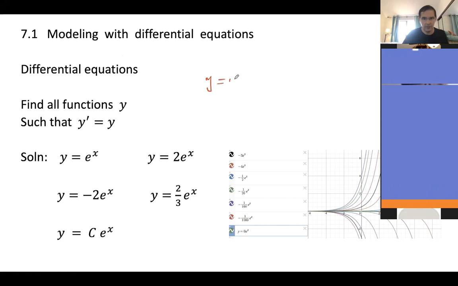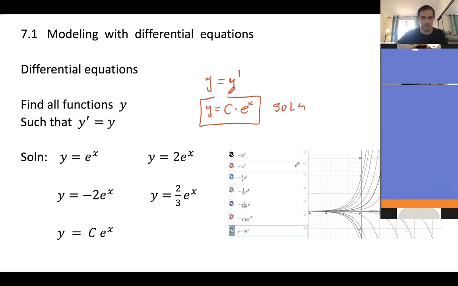The differential equation was y equals y prime. The general solutions are functions of this form, c times the exponential function. This is the set of all solutions of this differential equation. And we just saw a few of them. When you take the constant c 1/100, you get this solution. If you take -7, you get this solution, and so on and so forth.